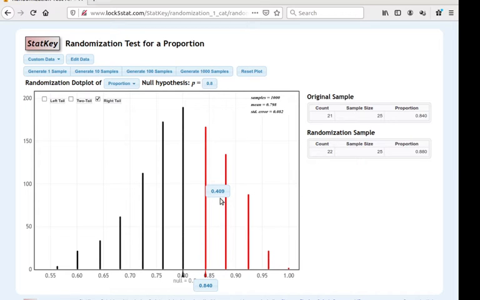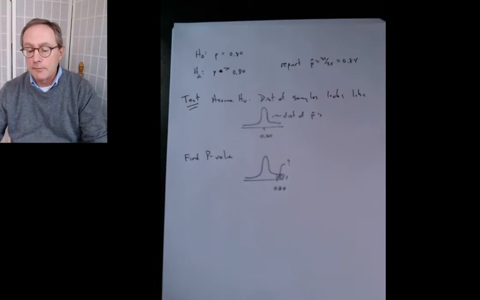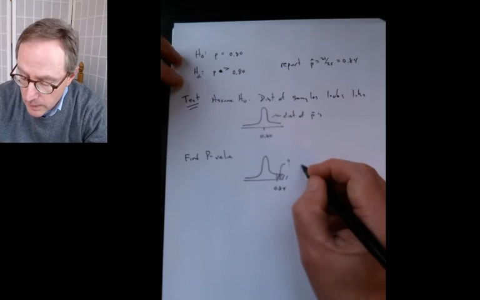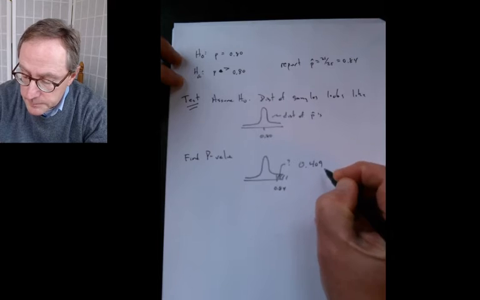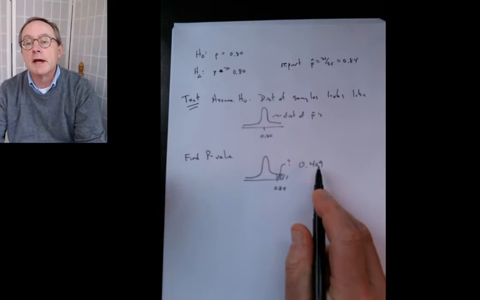In fact, it says 0.409. The p-value, the chance of getting a 0.84 type of sample, is very, very high. It's like a 41% chance. So there's something like a 41% chance of such a sample. Well, that's not extraordinary at all. So when I go back to the piece of paper, what I'm finding is that this 0.409 is a perfectly everyday chance.